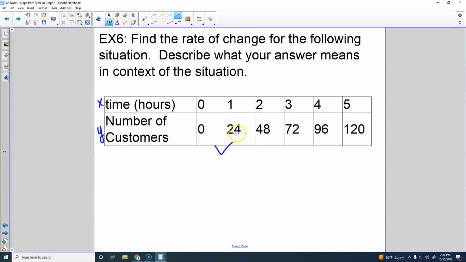So from 0 to 24, Blakeland, how much does that go up? Okay, and from 0 to 1, Blakeland, how much does that go up?